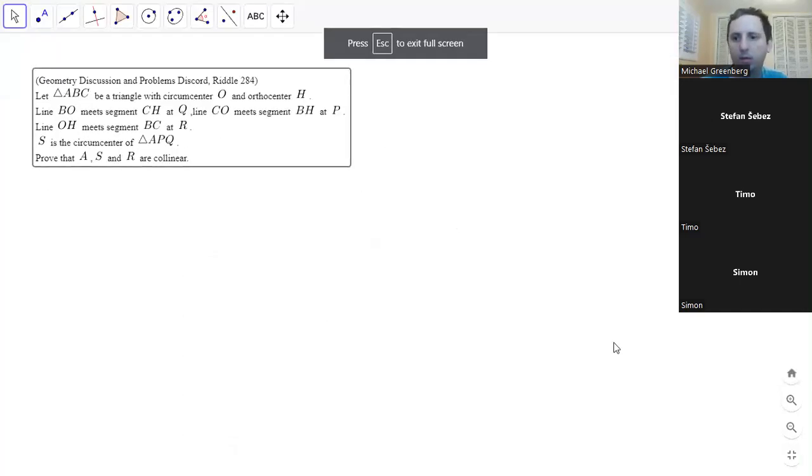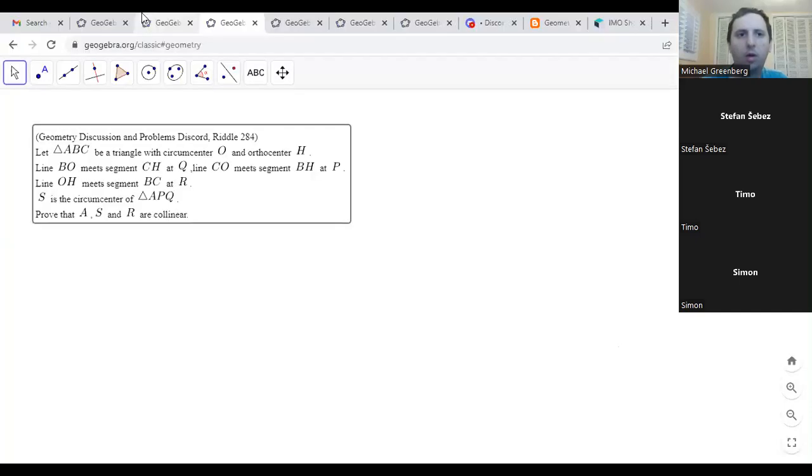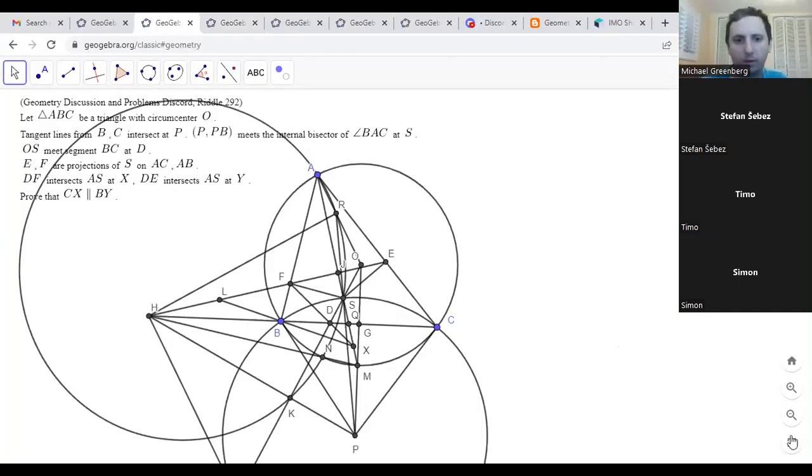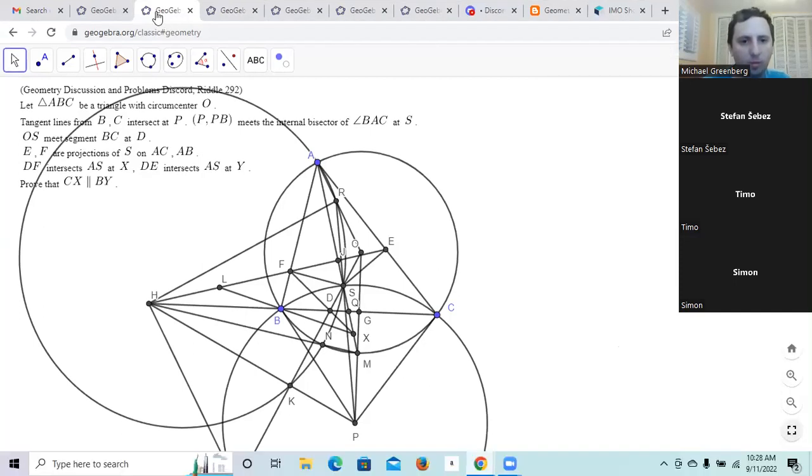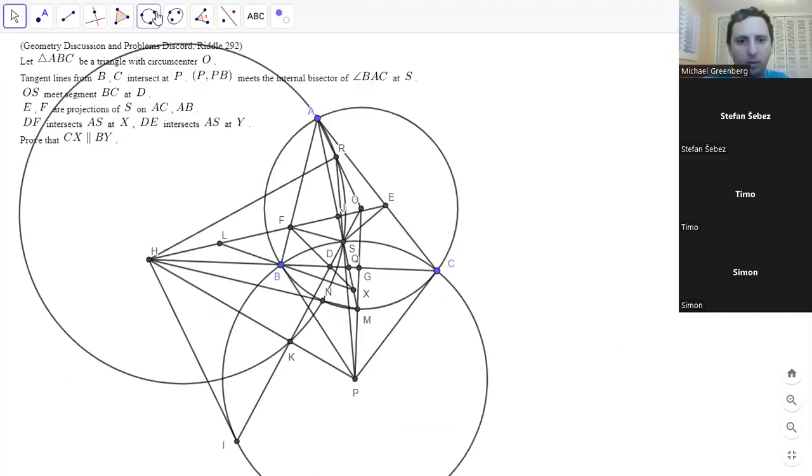Could you just go back? I think I have some progress. Oh, really? Okay. So about proving that HBDC is harmonic. We know that SD is the median of BSC. Yes. So we have that BD over DC is equal to SB squared over SC squared. That is a well-known theorem. Yeah. And we want to show that BD over DC is equal to BF over CE.